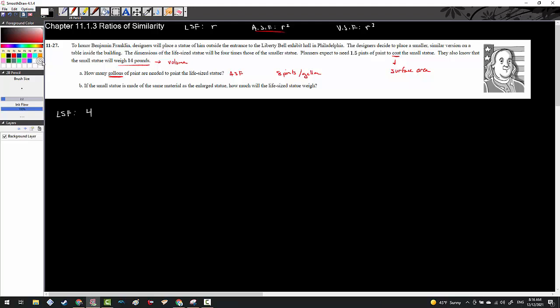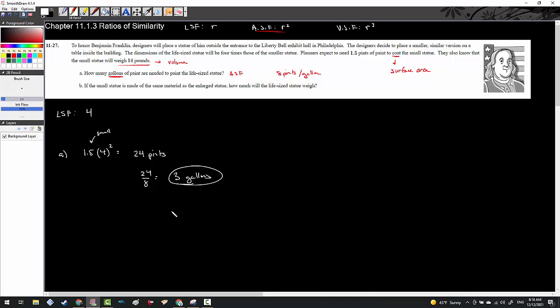So in A, well, remember, we need 1.5 pints of paint for the small, and the scale factor for the linear is 4, but because we're talking about area, right? We're talking about all the paint it takes to surround the statue. I'm going to make that 1.5 times 4 squared. So whatever 16 times 1.5 is, I believe that's going to be 24 pints. And again, we're going to divide that by 8. So 24 divided by 8 will give me 3 gallons, and it'll take 3 gallons of paint to cover the statue.